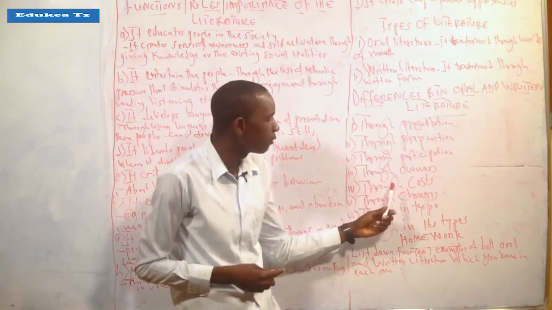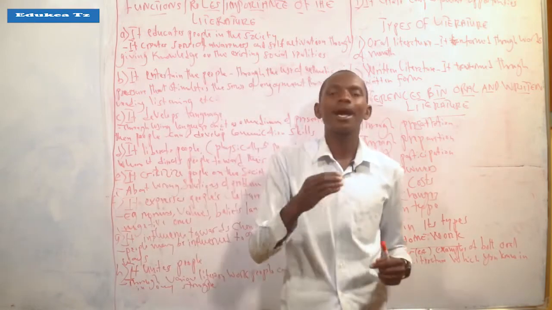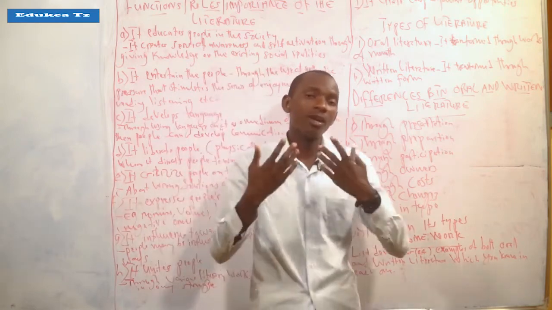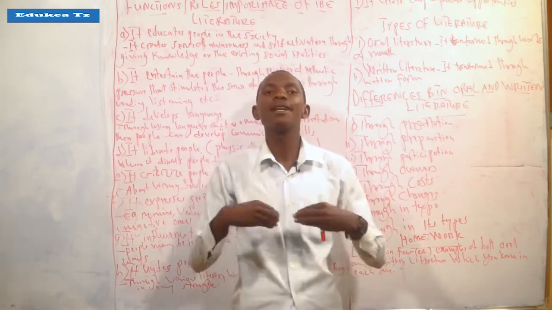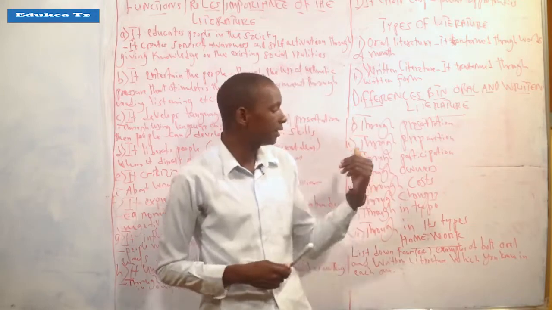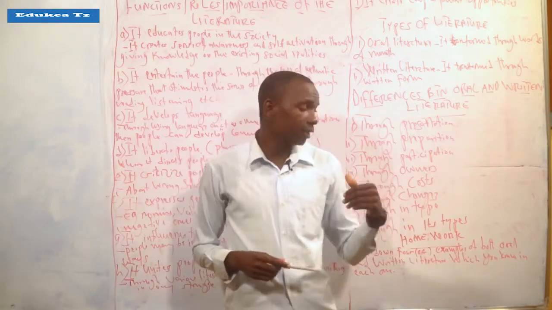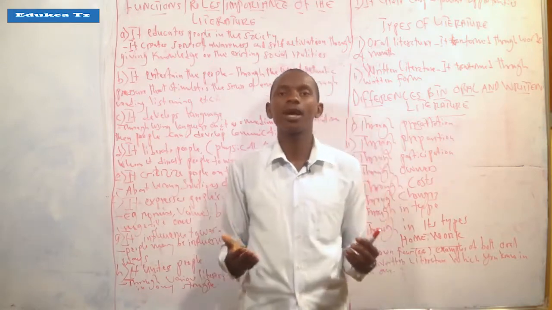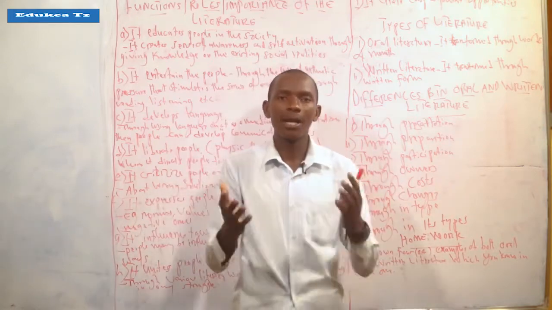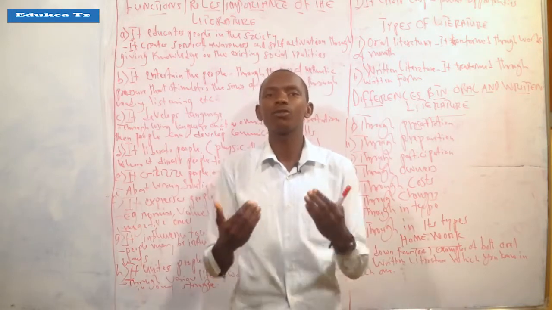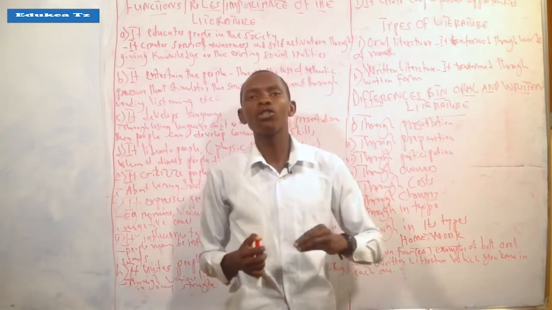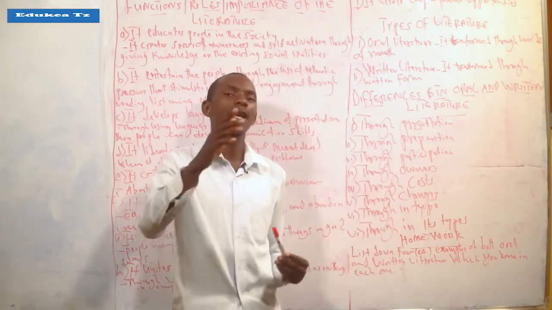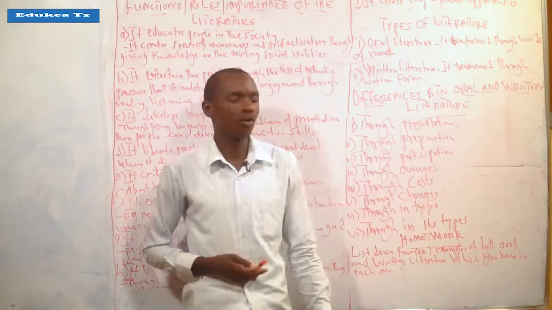Also, an issue of costs. Oral literature does not need any kind of costs. You may use your mouth to deliver it to your audience. But written literature is too costly. You should have money to buy materials which you may use when you are composing a literary work. So that is another difference between these two types of literature.